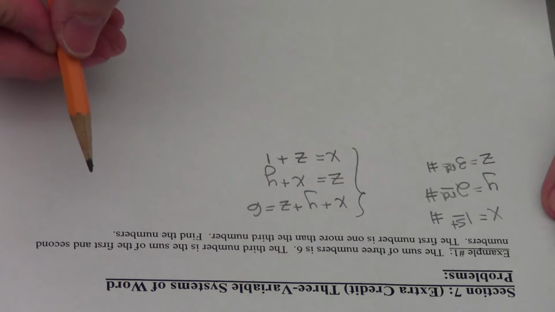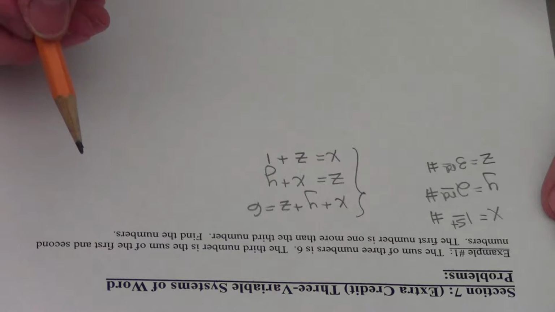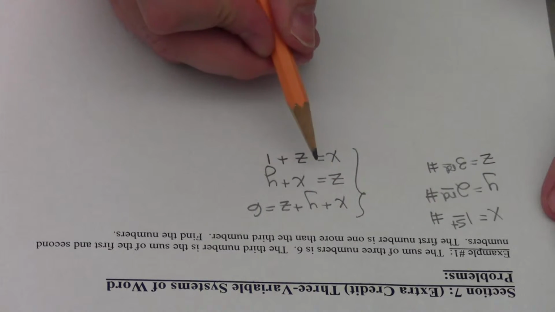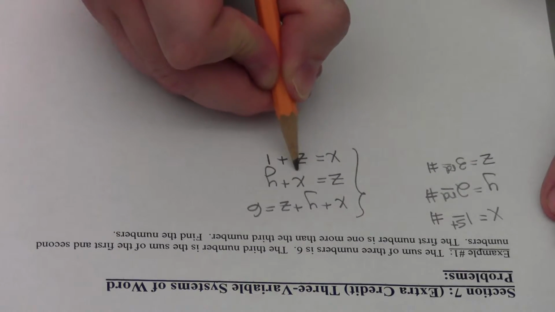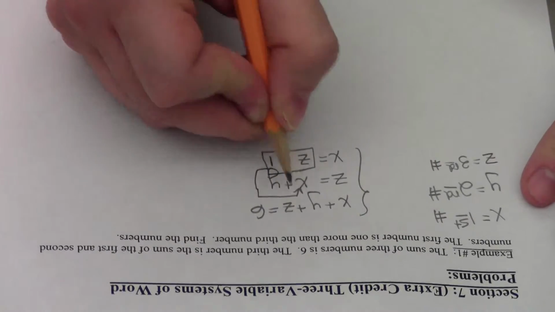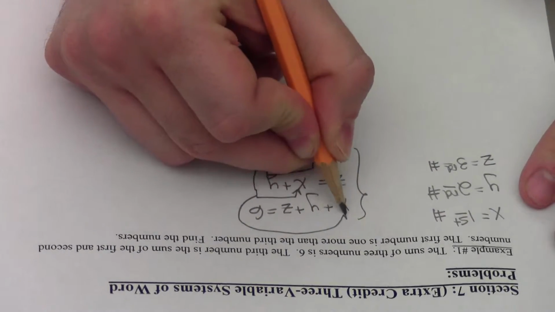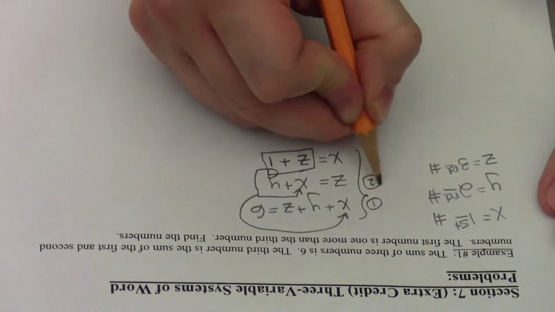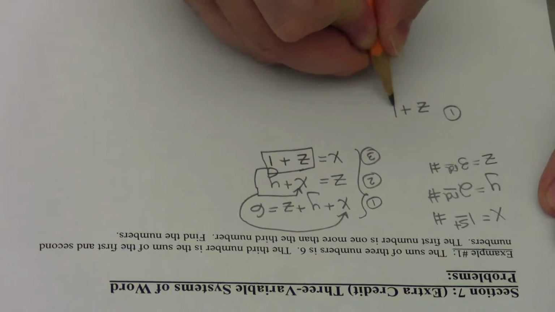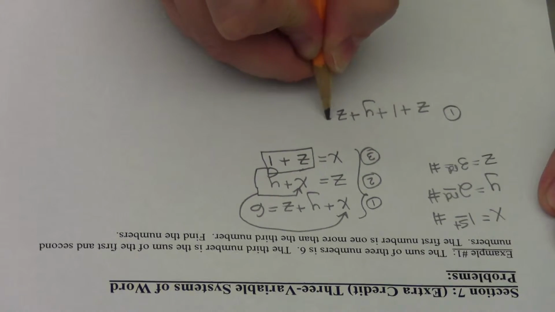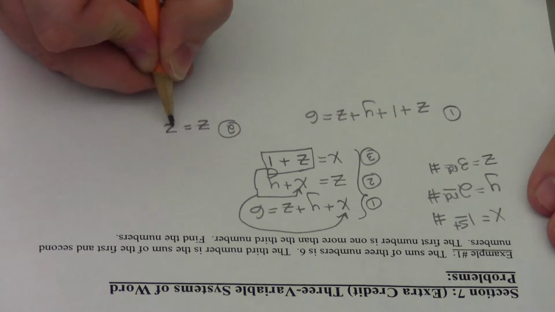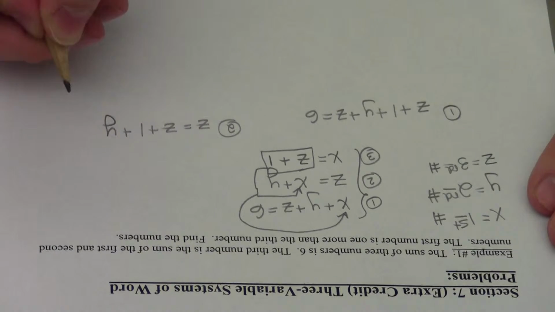So I didn't tell you in the directions how we're going to solve this. We could use elimination or substitution. Since I already have x equals and also have z equals, I might as well use substitution on this. I'm going to start by taking that x equals z plus 1, and plug it into the x in my second equation. I'm also going to plug it in to the x in my first equation. When you plug into the first equation, you get z plus 1 plus y plus z equals 6. And when you plug into the second equation, you get z equals z plus 1 plus y.